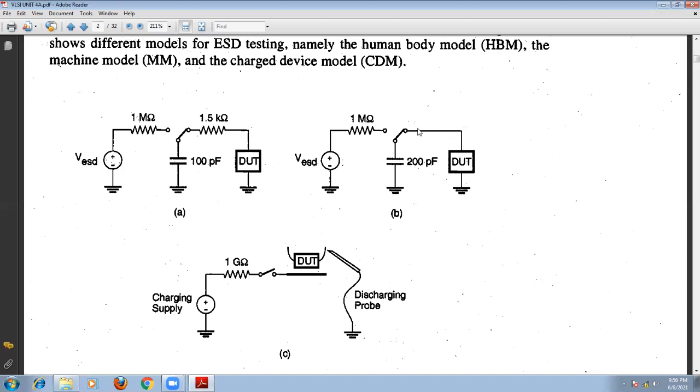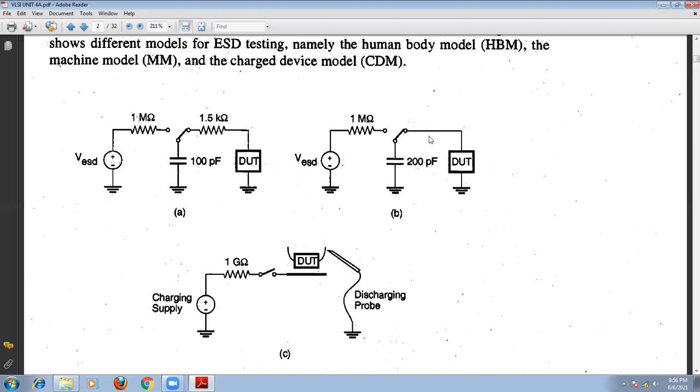Okay, the machine model has no resistance, so there is a conductor. That means the current capability from this machine will be very, very high. Therefore, the circuit under test will be destroyed by this type of electrostatic discharge. The capacitor device under test will be damaged. Okay, that is the line.